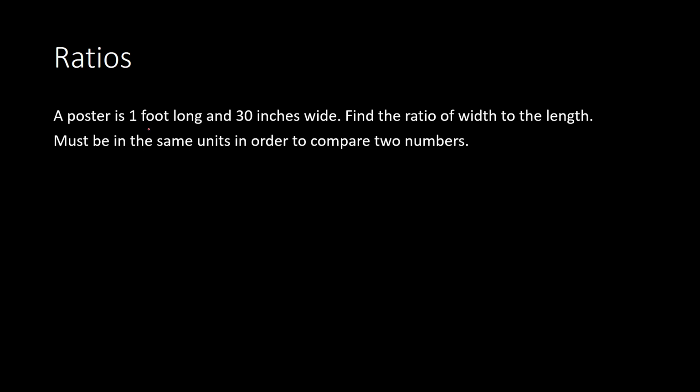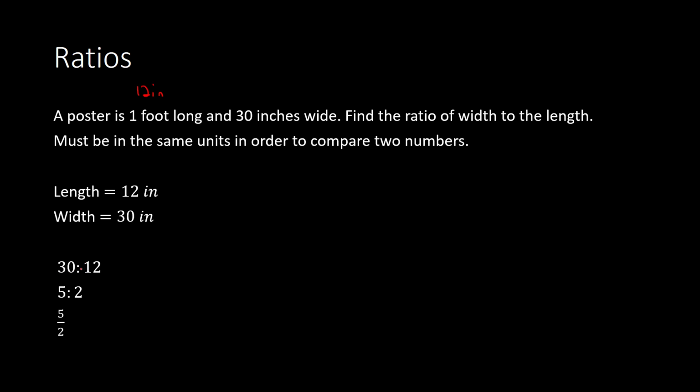And so converting 1 foot to inches, we know that there are 12 inches in 1 foot. So the length is 12 inches, the width is 30 inches. So comparing the width to the length, we put the width number first and then the length number second. So we have 30 to 12. You could write it with a colon or write it as a fraction. Either way, we need to reduce. So this could reduce to be 5 colon 2, or think of that as 5 over 2.